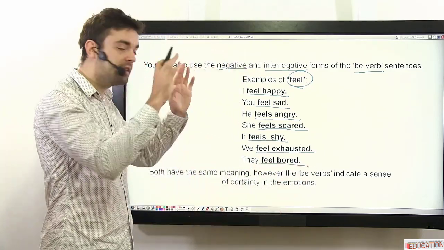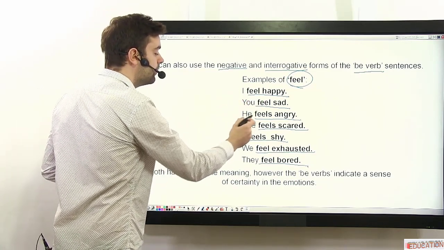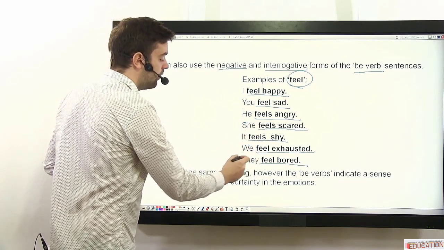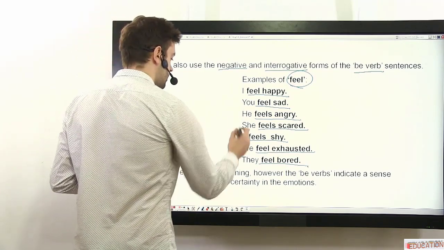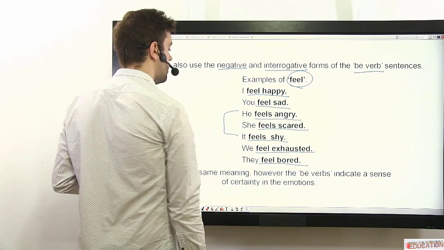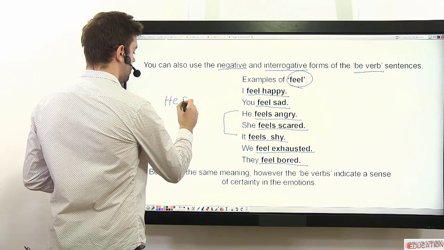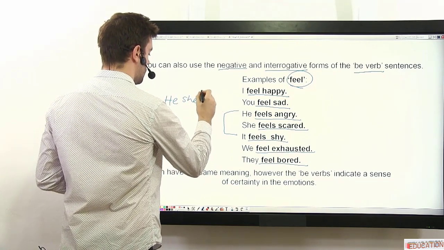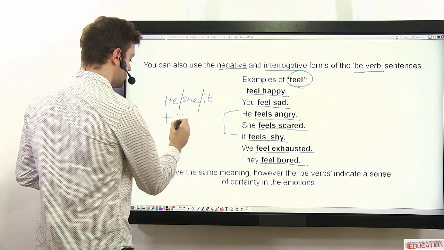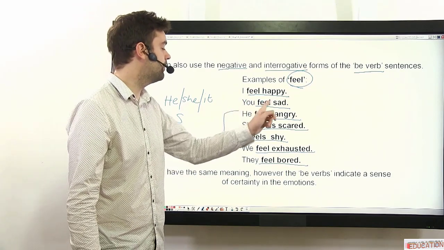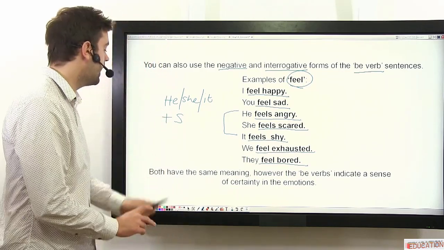With feel, it stays the same for every subject. I feel, you feel, he feels, she feels, it feels, we feel, they feel. The only difference, because it's a verb, it changes with he, she, it. Of course, you add the S.